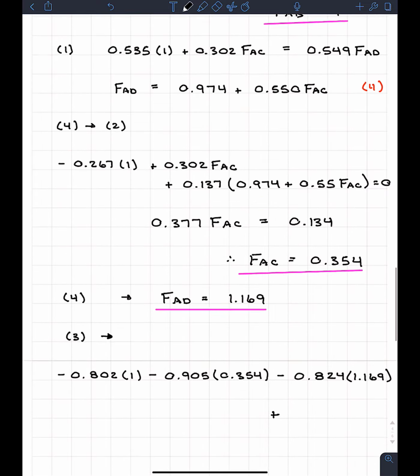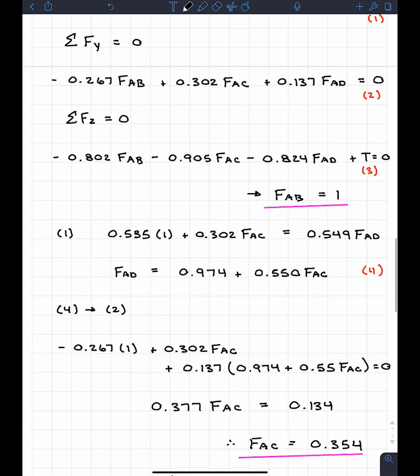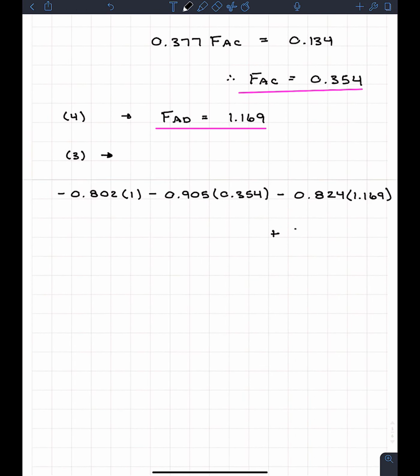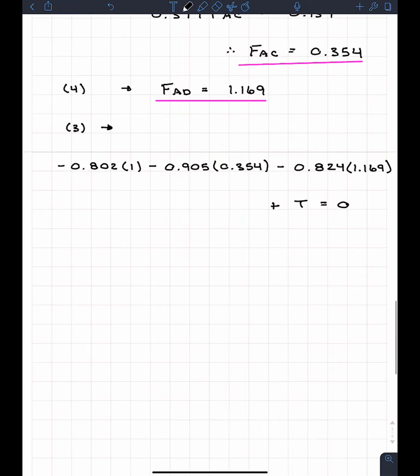Remember, you can name variables whatever you want. And here I put it as T. So plus T equals 0. So all I have to do is move all that negative stuff to the other side. And what I get is that T is equal to 2.086. Perfect.